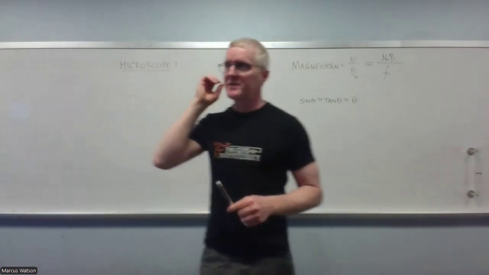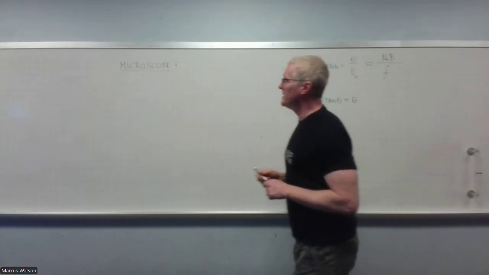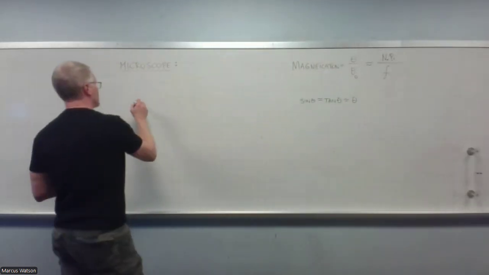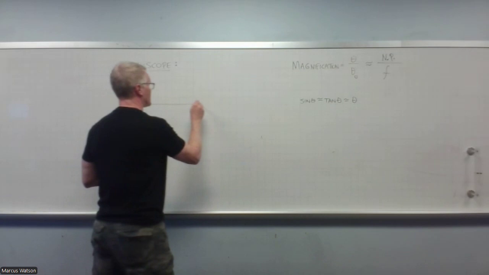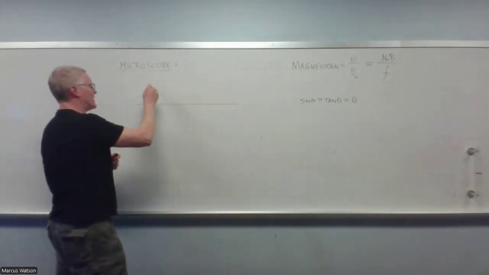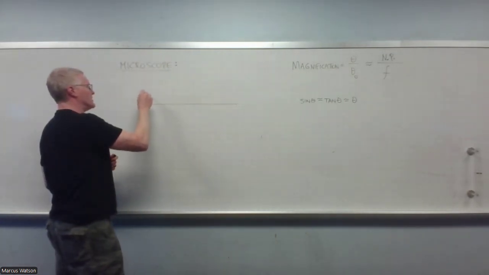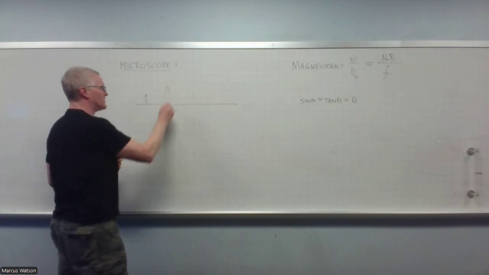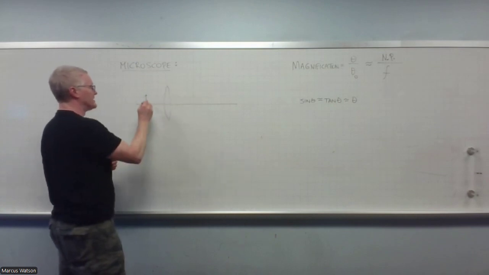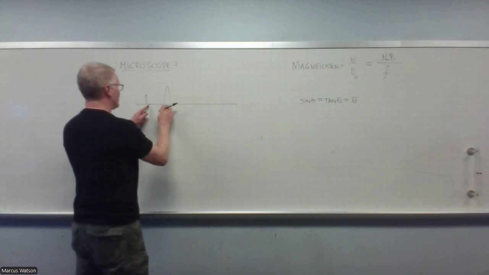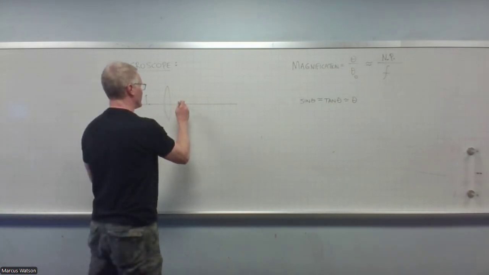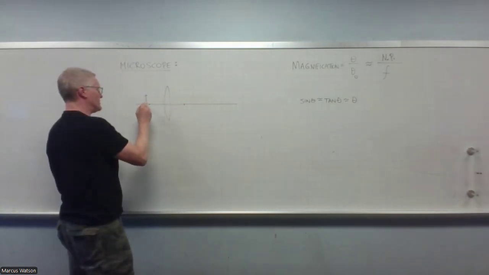All right, so if we take the microscope, what's going to happen here is we're going to have an object here which is relatively close to the focal point of this lens. So let's say it's about there. Focal point is there. So we'll call this f1.